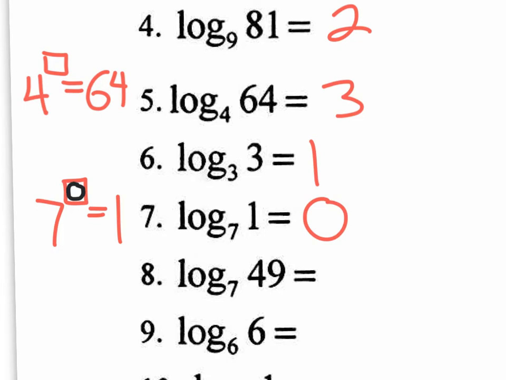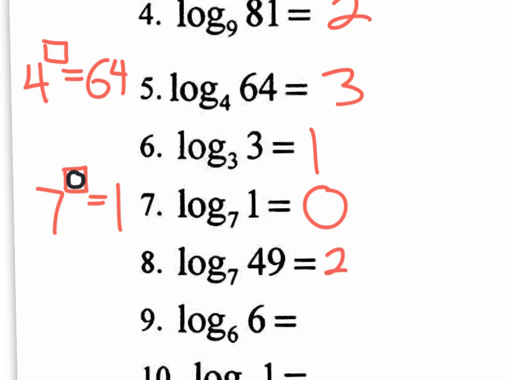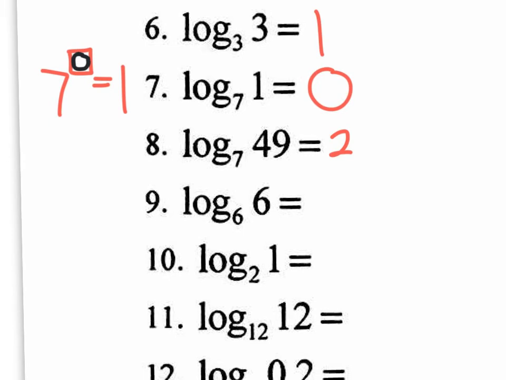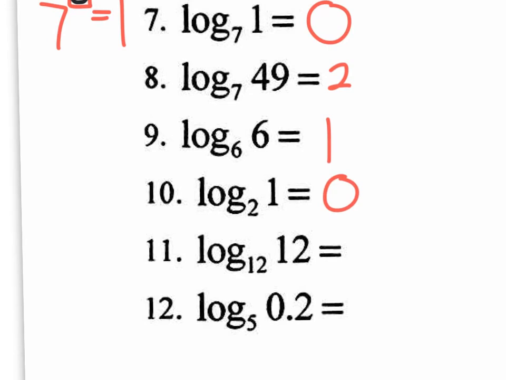How about number 8? 7 to what power gives you 49? Well, that's 2. How about the next one, number 9? 6 to what power gives you 6? Well, 6 to the 1 gives you 6. How about the next one? 2 to what power gives you 1? Well, 2 to the 0 is going to give you 1. And how about the next one? 12 to what power gives you 12? Well, 12 to the 1 gives you 12.